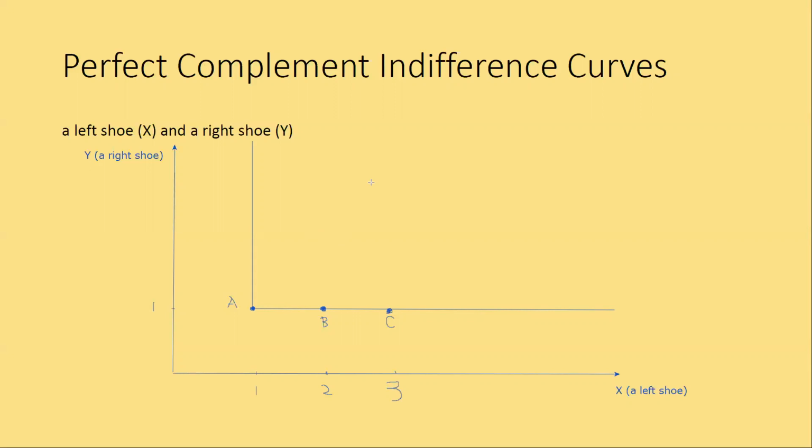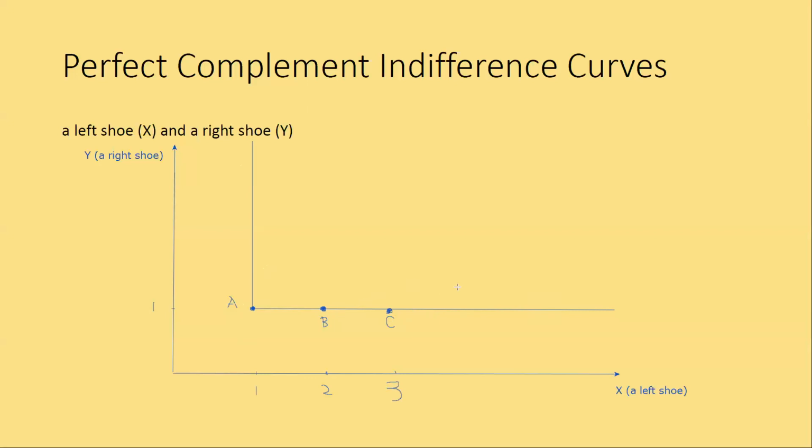And remember the definition of indifference curves. The indifference curve is the collection of points that gives the person the same level of utility. And here, every point on this L-shaped curve gives her the same level of utility that she has when she has only a single left shoe and a single right shoe. Every point on this L-shaped curve, she can only form a pair of shoes and will derive the same level of utility. So this is the indifference curve.